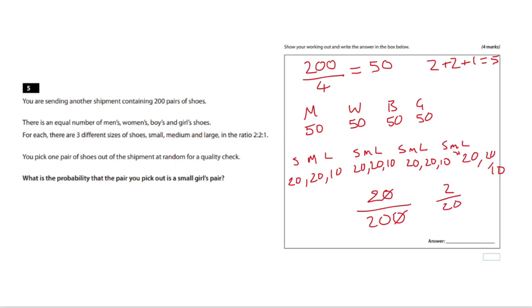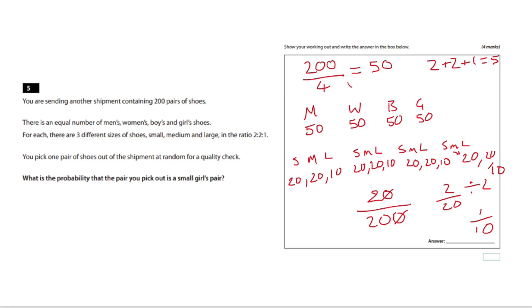And you could divide that by 2 as well. So divided by 2. You're going to get 1 over 10. So the probability of pulling out a small girl's pair is 1 in 10, and that's a 4-mark question. There's a lot going on there, but you're going to get points for each section.